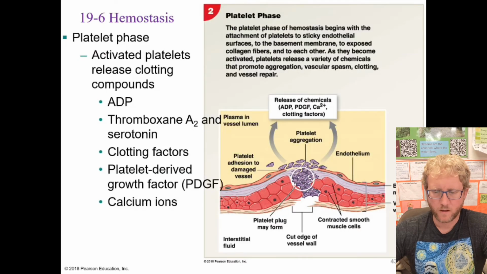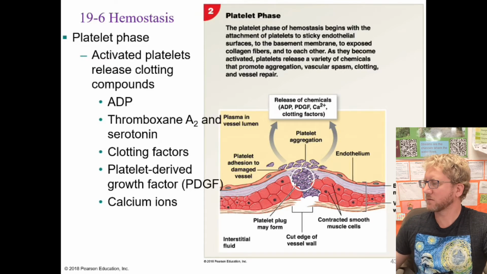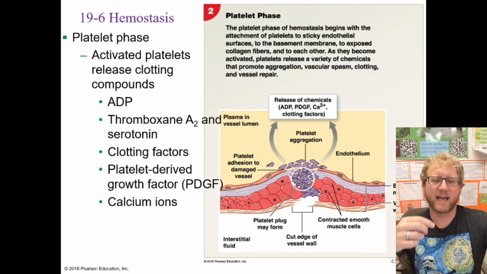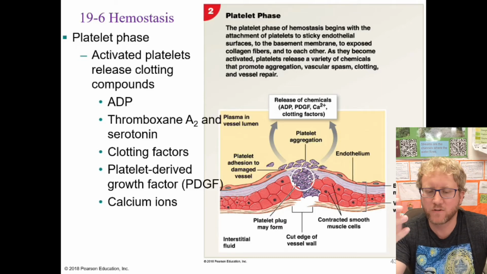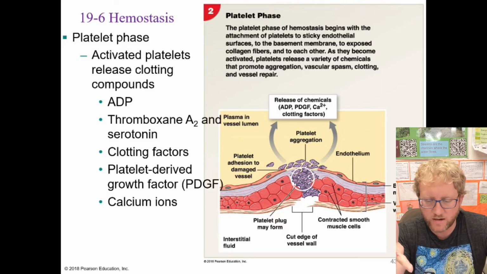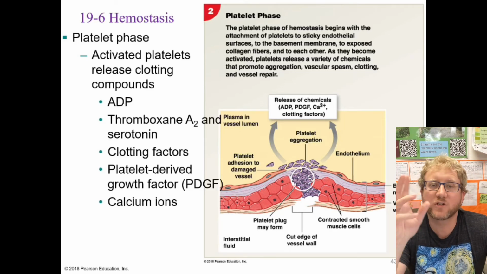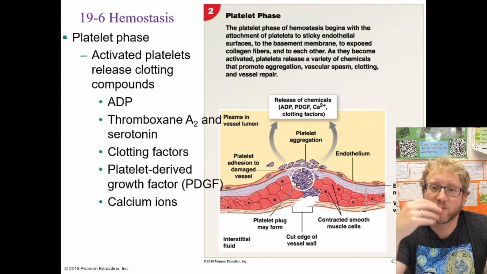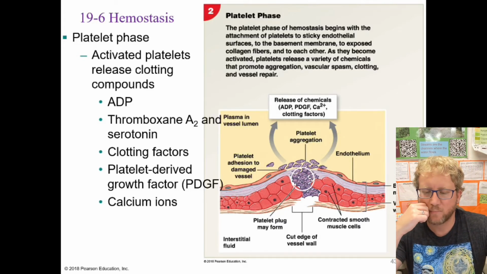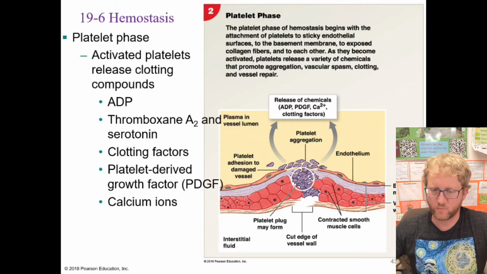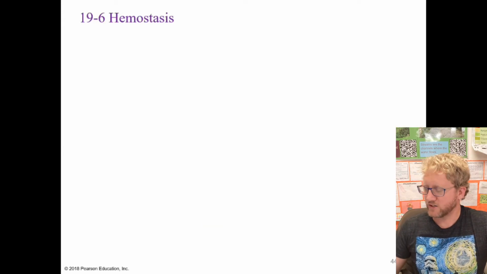So in this phase, we have activated platelets releasing a lot of different clotting compounds: ADP, serotonin, clotting factors, PDGF, calcium ion, stuff like that. So these are all chemical signals that are going out to the rest of the world. Okay, and so if the plug can't be formed by just the platelets, then we get into the coagulation phase.